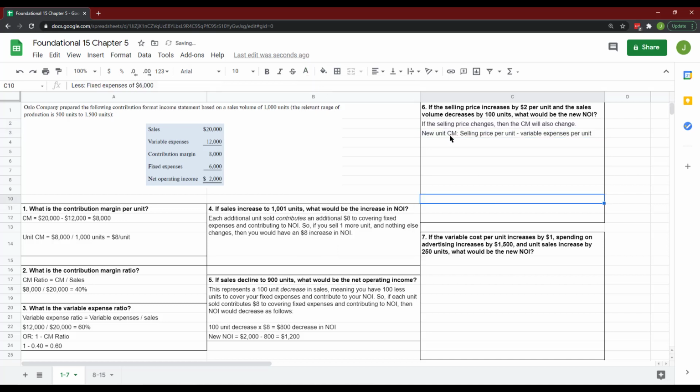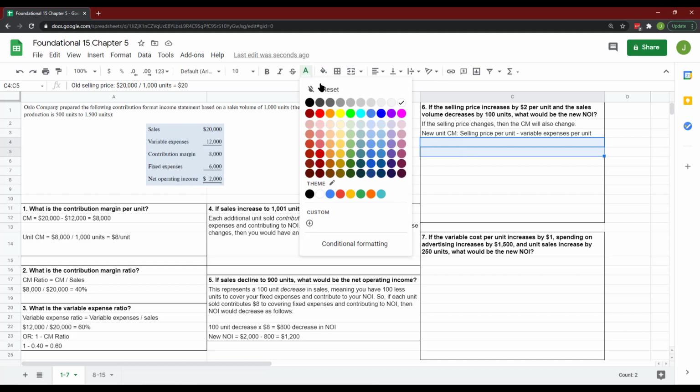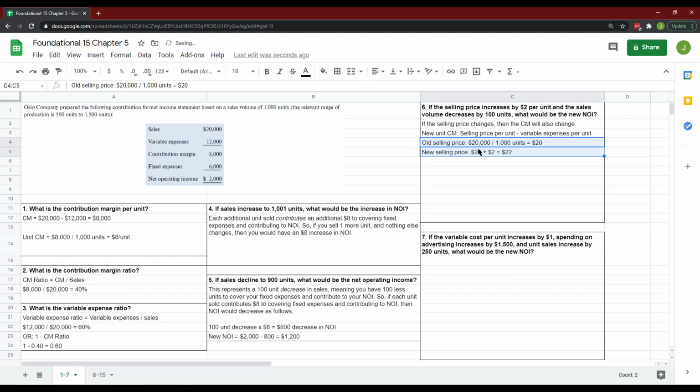Okay, so if the selling price changes, then the CM will also change. So the new unit CM, we will basically take the selling price per unit minus the variable expenses per unit, but we need to find those figures first. So the old selling price, that was the 20,000 in sales for 1,000 units. We were selling items for about $20 per unit. But now we're saying we're going to tack on an additional $2 to that. So the new selling price is $22. Okay, so now we can find out what our new unit CM is.